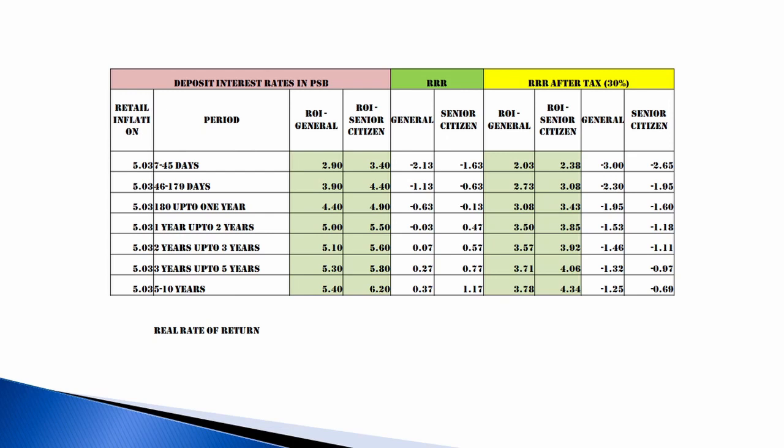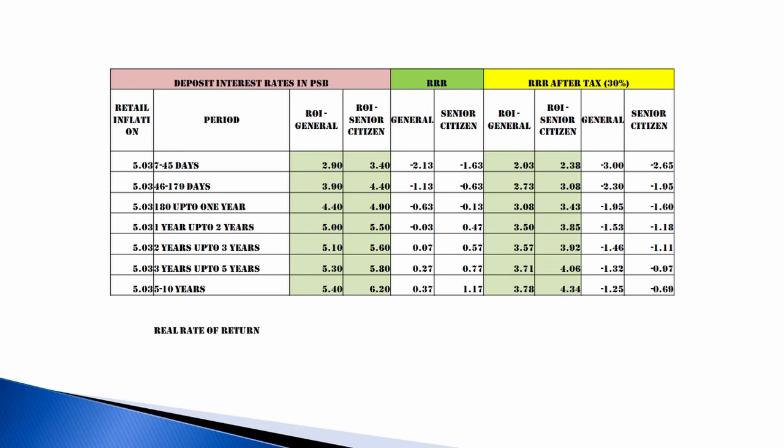If you take 179 days, also negative, 180 days negative, and 1 year also negative. From 2 years you are getting a positive return on your deposits, up to 10 years. Senior citizens get a negative return up to 1 year, and after that they are getting a positive return.